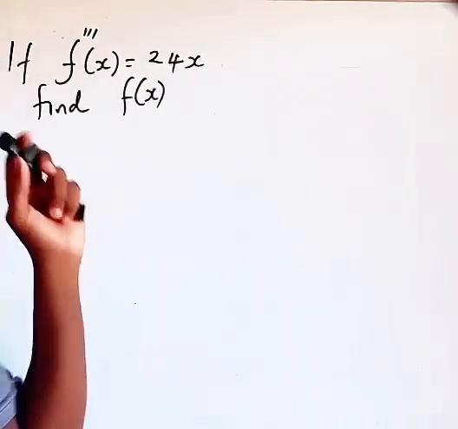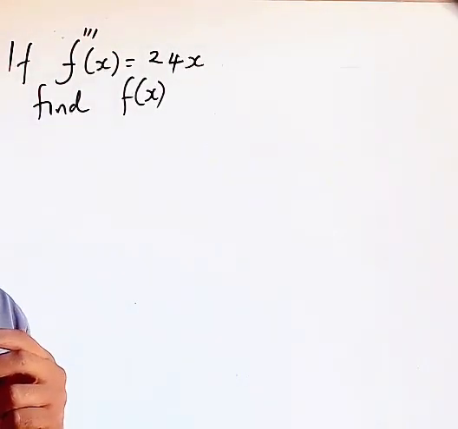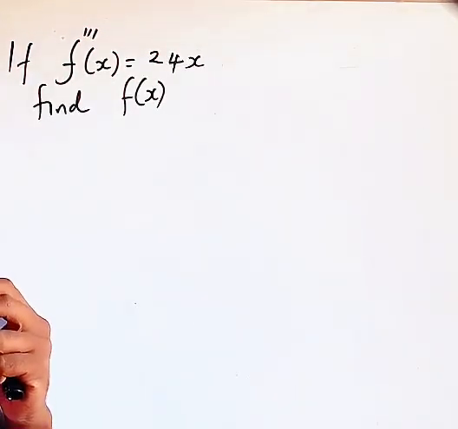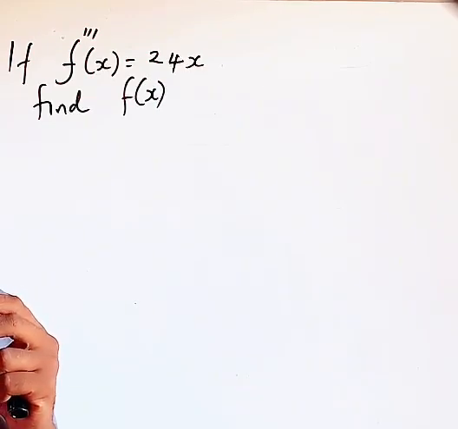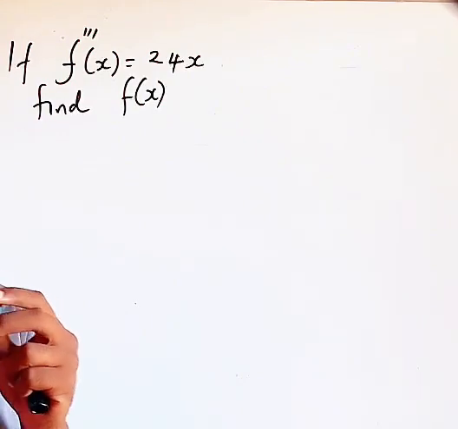In this question, we are given the third derivative of a function, and so we are asked to find the function itself. So we're going to reverse the process from the third derivative to the second derivative to the first derivative and then to the function itself by use of the integration method.